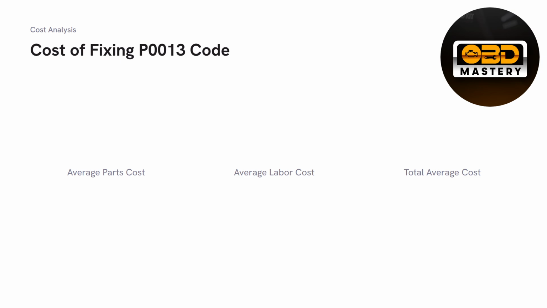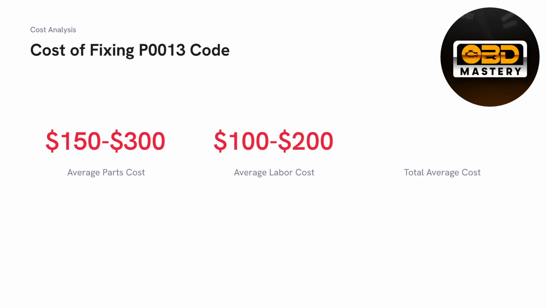Now, the cost of fixing this. This is the dreaded part, but 150 to 300 bucks average parts cost, and then the average labor is about 100 to $200. That is pretty cheap, by the way. It can fluctuate around that area, but depending on your area, some mechanics may charge more than usual. Total average cost would be 250 to 500 depending on who you hire.